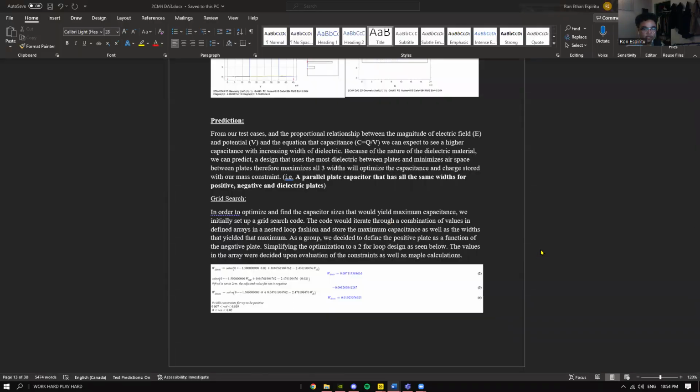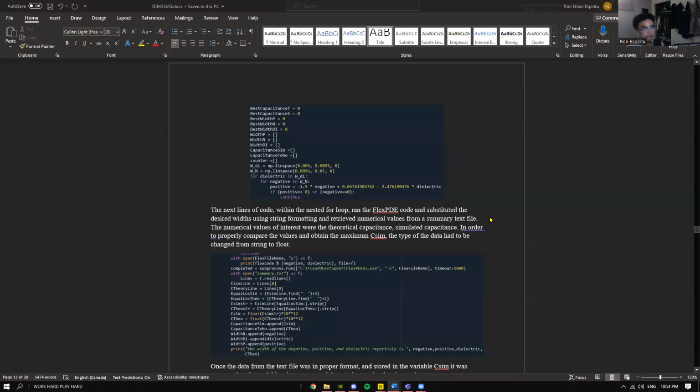Prior to scripting, it's important to note that because the permittivity of the dielectric increases the capacitance of the system, we'll expect a higher capacitance with a bigger dielectric, minimized airspace, and a maximized plate width. The scripting, like previous DAs, uses string manipulation to automate the simulation of running FlexPDE with several different widths.